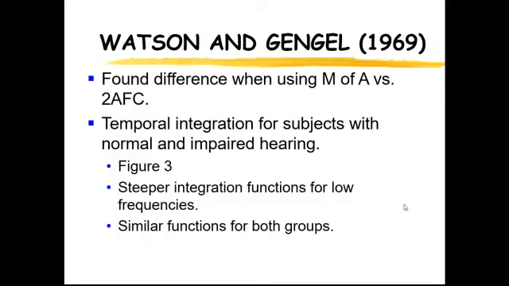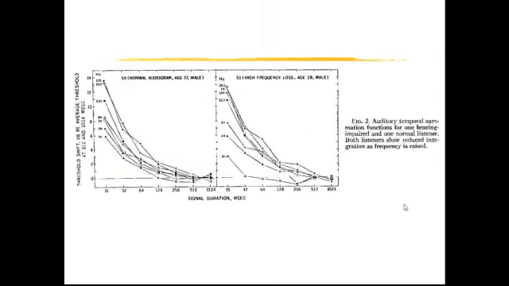And what they found were steeper integration functions for low frequencies and similar functions for both groups. So you can see this is figure 2, and figure 2 is looking at functions just for one hearing impaired and one normal listener. And both listeners show reduced integration as frequency is raised. So let me go through this just a little bit for you.